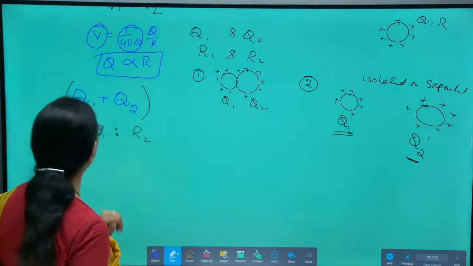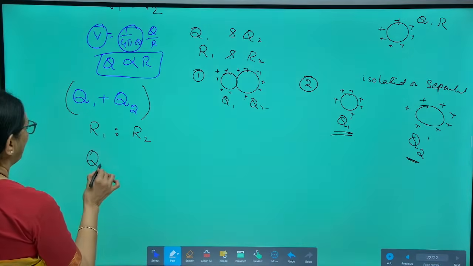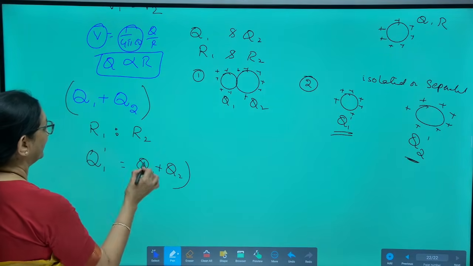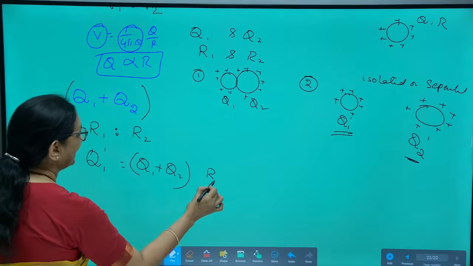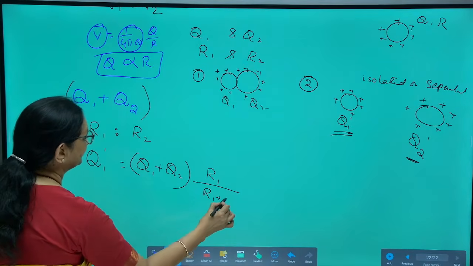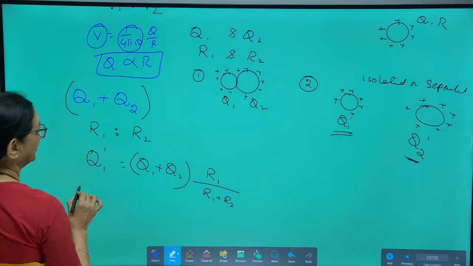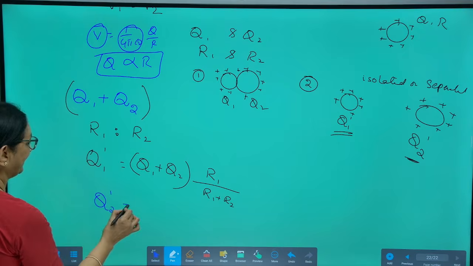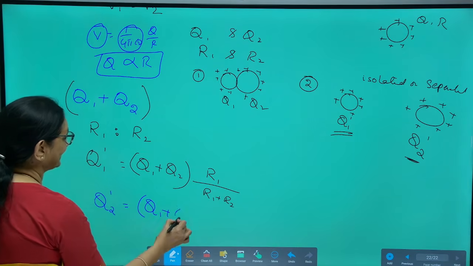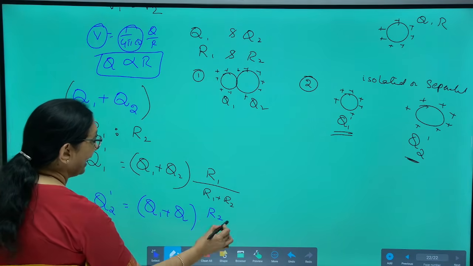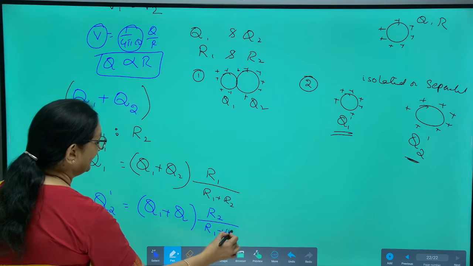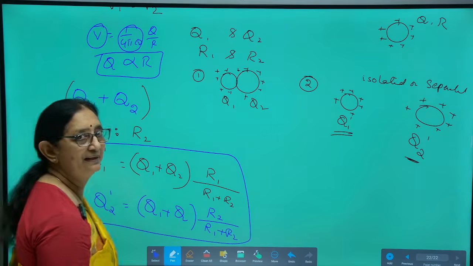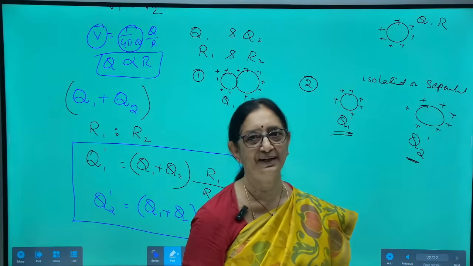So, r1 is to r2. Then q1 dash is equal to q1 plus q2 into r1 parts out of r1 plus r2. This is the charge on the first sphere after redistribution. Charge on the second sphere becomes q1 plus q2 into r2 by r1 plus r2. This is the most important thing, ultimately we have to memorize, right?